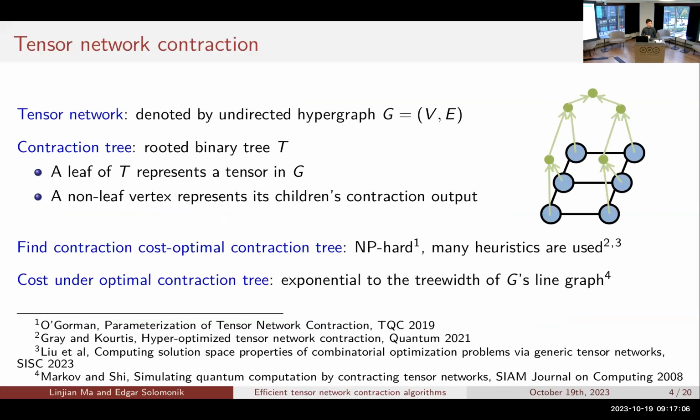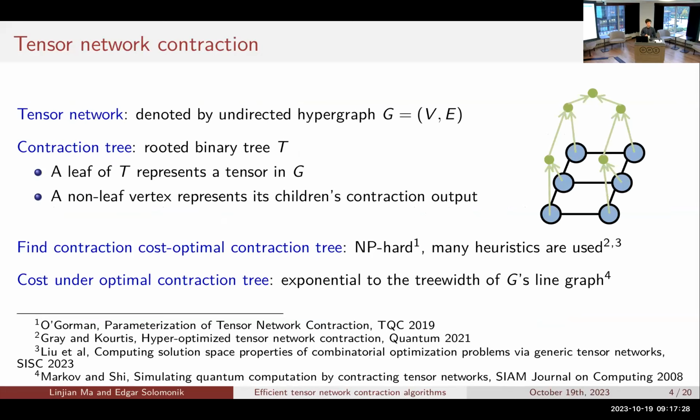A tensor network is a group of tensors, and the tensor network contraction just explicitly evaluates the tensor network as a single tensor. So you can think of this as the reverse direction of tensor decomposition. We can also visualize the tensor network as an undirected hypergraph that represents its contraction pattern.